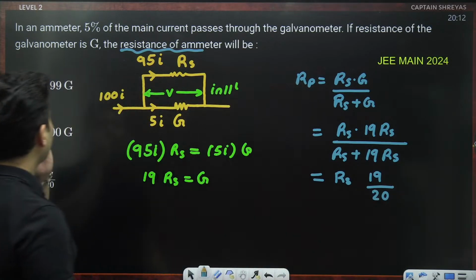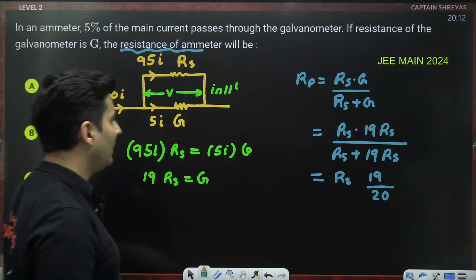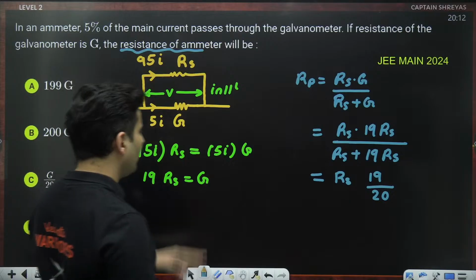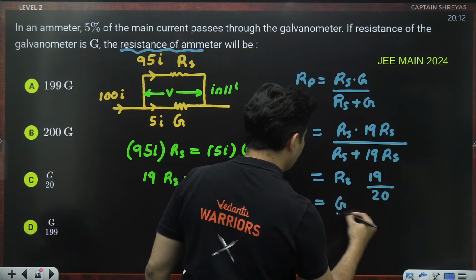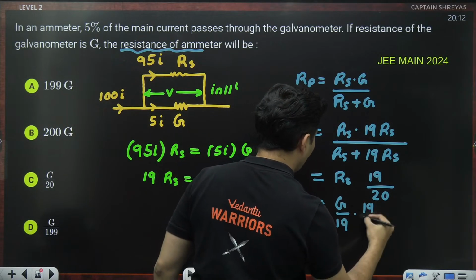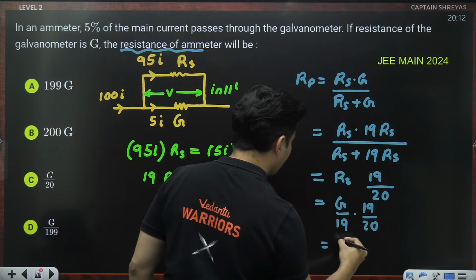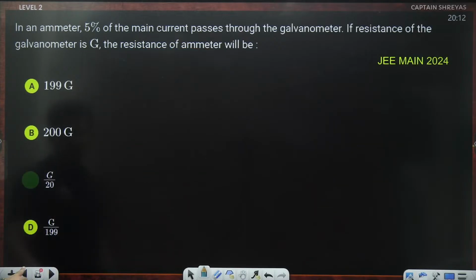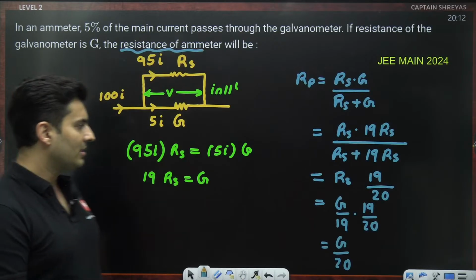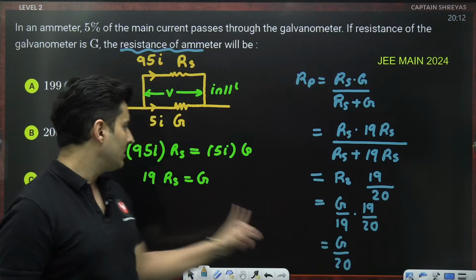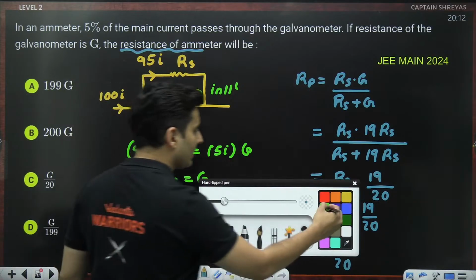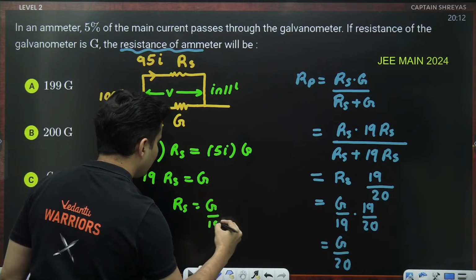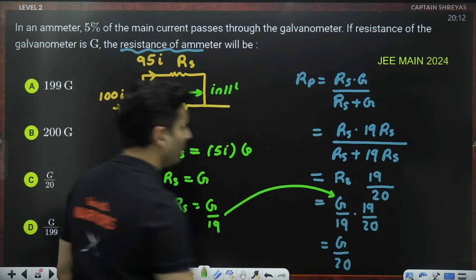So basically it is 19 by 20 times RS, but I want the answer in terms of G. So RS is G by 19. RS is basically G divided by 19. So into 19 divided by 20, 19 cancels. So it will just become G by 20. So G by 20 is basically option number C. I just substituted RS as G by 19 right from here. You can see it right over here that RS is G by 19, which I have substituted over here.